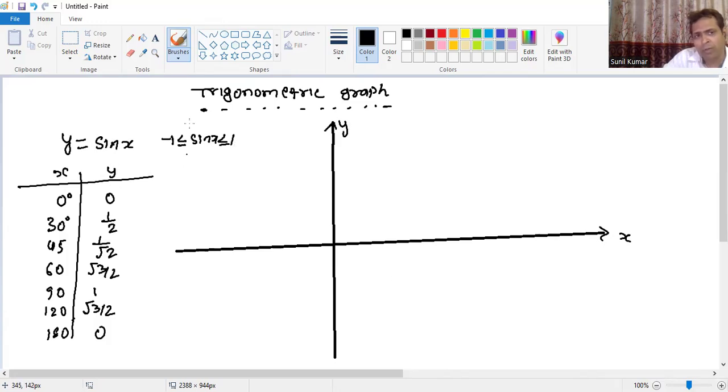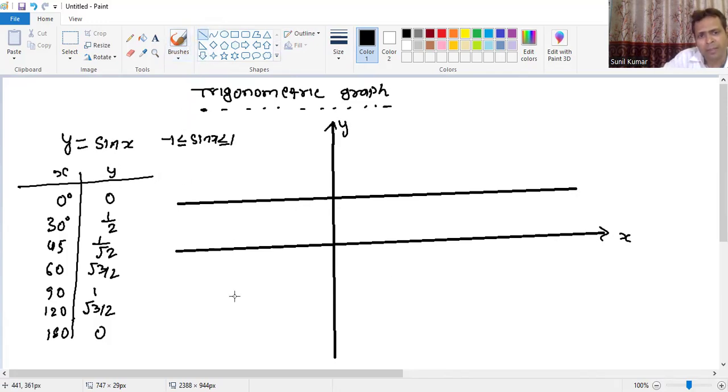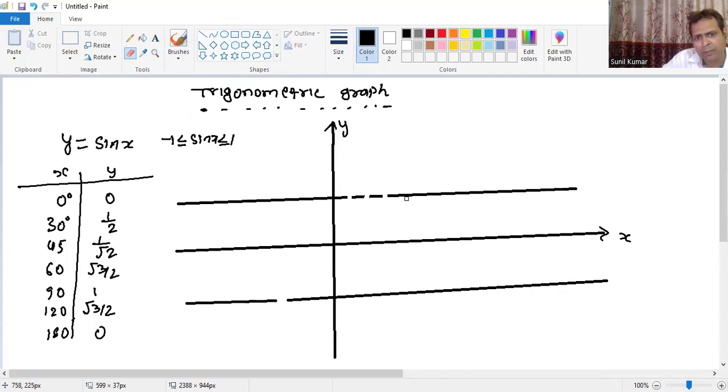Means maximum 1 and minimum -1. So what we have to do, just draw a line here where the value is equal to 1. Okay, and similarly one line here I'm going to consider, that is going to be -1. Okay, this is value 1, because maximum is 1. So here we have a 1, and similarly here we have a -1.